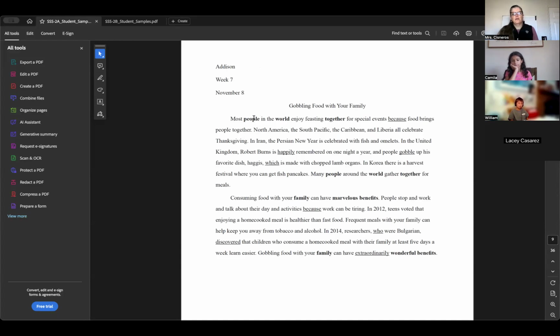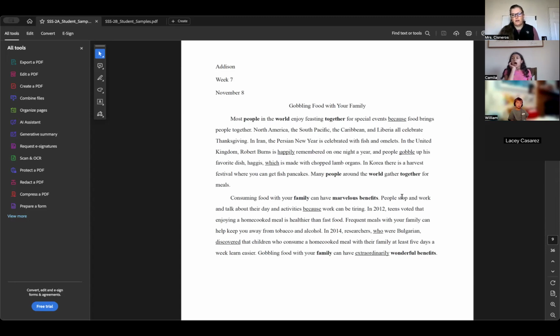So notice we have people, world, and together in the first sentence. And then look at the last sentence of that paragraph. I see people, world, together. So she repeated three words, and that's part of the rule. It says two or three key words. So she has those repeated.